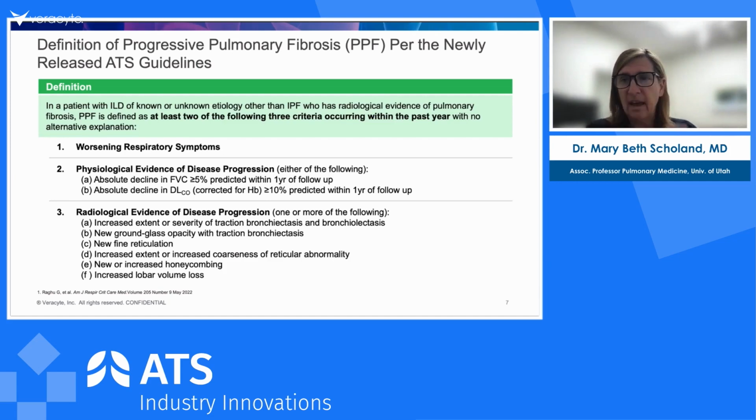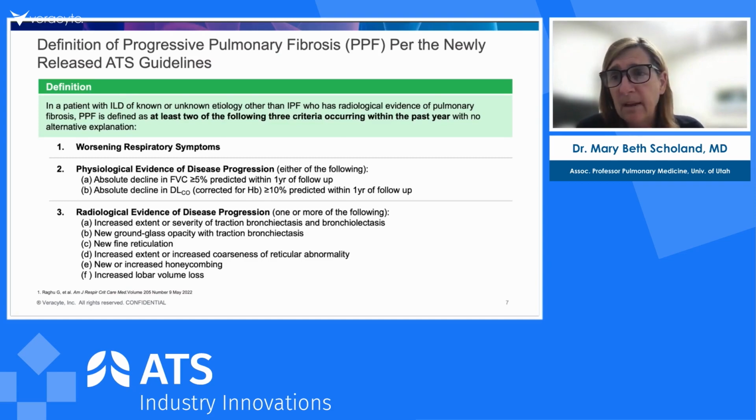So a patient may have some worsening respiratory symptoms. They may show some physiological evidence of disease progression. And this is defined in these guidelines as an absolute decline in the FVC of greater than or equal to 5%, or an absolute decline in the DLCO of greater than or equal to 10% within a year of following a patient.